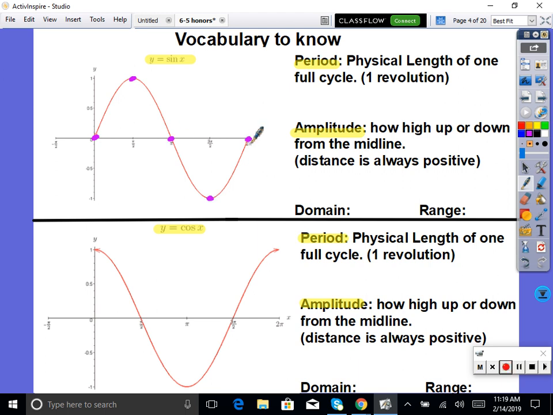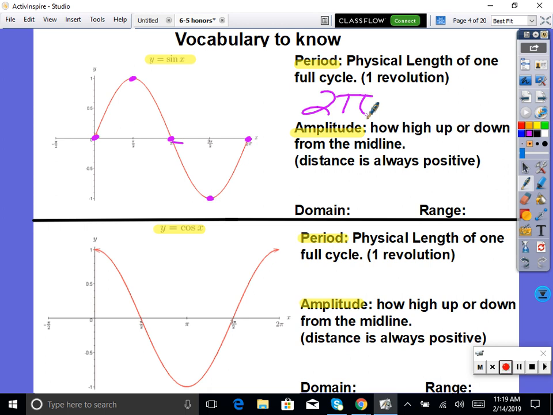Now, period is a new word to us. Period, you've got to really understand what it means. So everybody focus. Period means the physical length on the x-axis of one cycle. Now, the one cycle for sine was this pattern. 0 max, 0 min 0. So on the x-axis, what is the period, or what's the physical length of that one cycle? 2 pi. Questions on that?